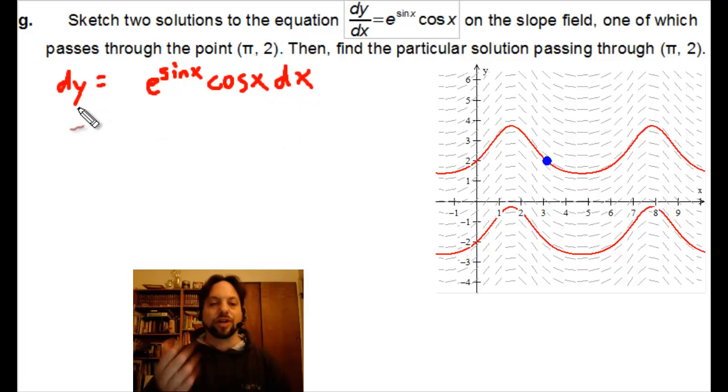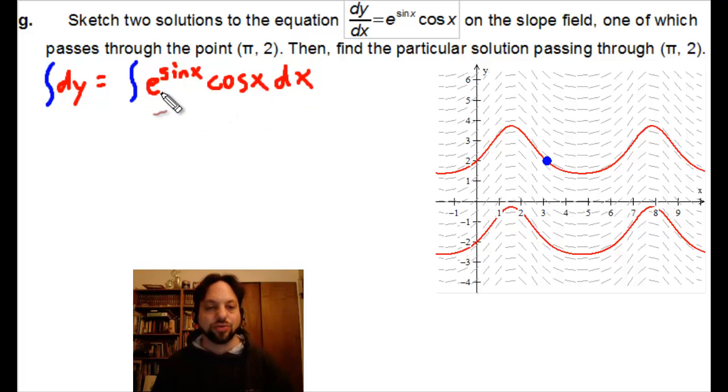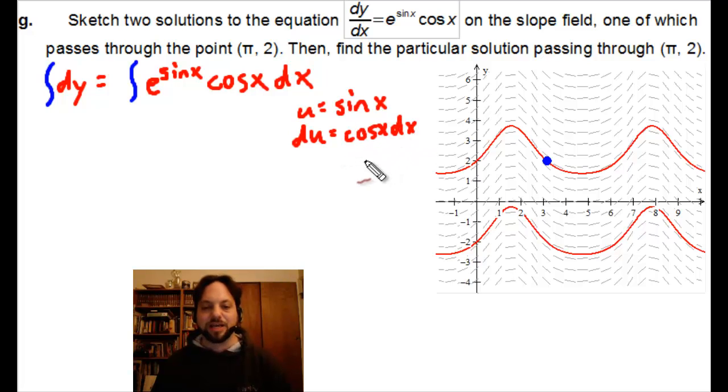Now, of course, what we want to do is integrate this to find our solution. So if we go ahead and integrate on both sides, it'll look something like this. And this will need a u du substitution. I'm going to posit that we use the exponent as our u. So u will be sine x, and du will then, of course, be cosine x dx. Unfortunately, I don't even need to mess with this integral. Everything is laid out perfectly for me.